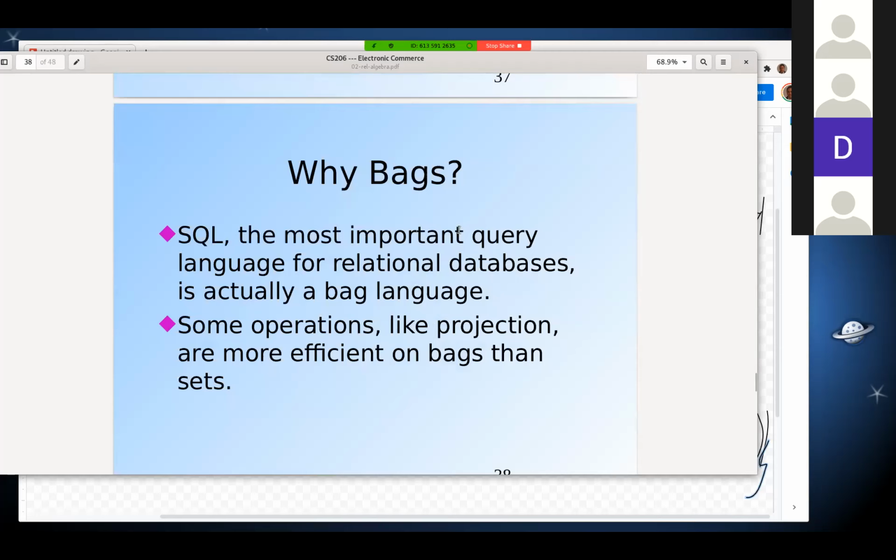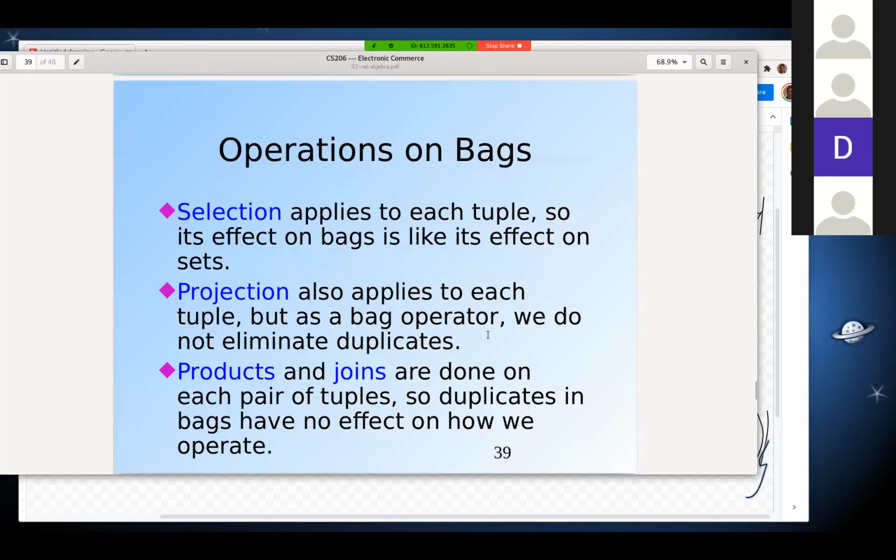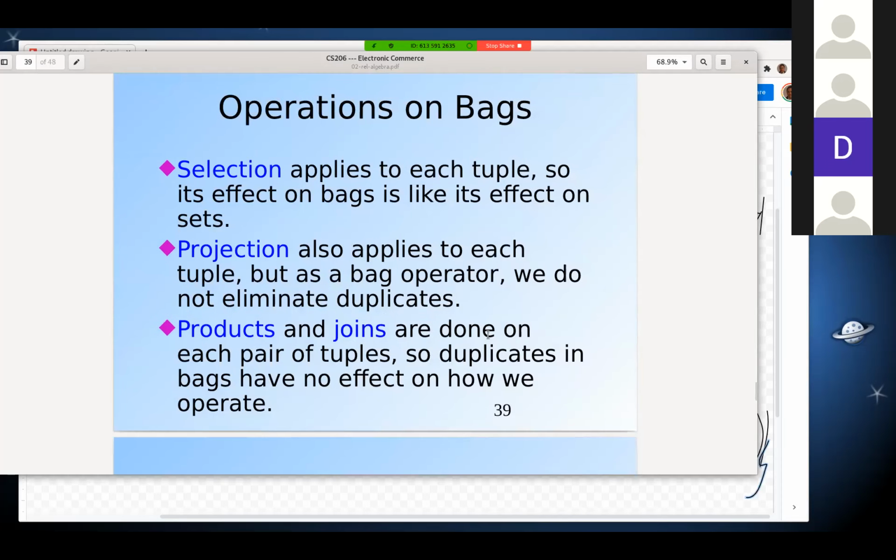Some operations are more efficient under bags than sets, like projection, because when you do projection you don't have to track. If you're doing bags, all you have to do is run through the relation, marking things, not checking for duplicates. Selection applies to each tuple, but it allows for duplicates to be in the result. So all the relations now are bags rather than sets.